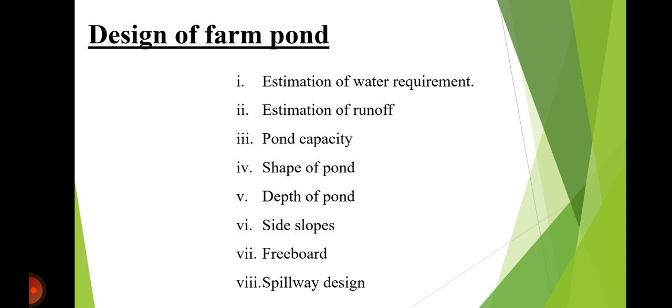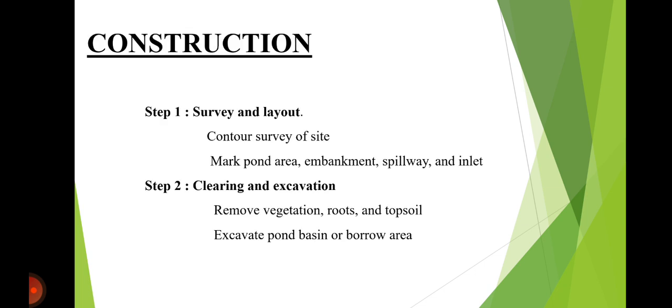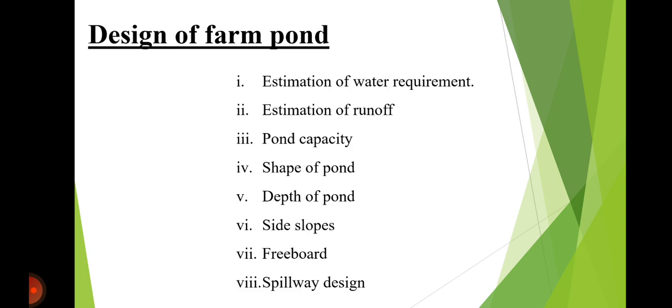Let's move on to the step by step procedures of the farm ponds, and there are also some objectives. The objectives of design are to store adequate water for irrigation and other farm needs, to minimize the seepage and evaporation losses, to ensure stability and safety of the embankment, and to provide proper inlet and spillway arrangement.